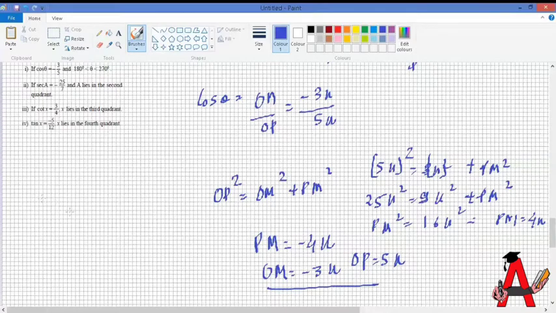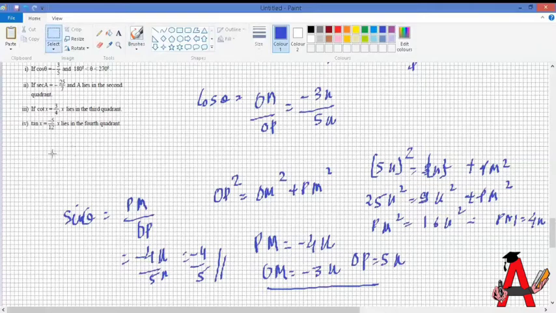You can find out any angles. So for example, you can find now sine theta. Sine theta is opposite upon hypotenuse, PM upon OP, which is equal to minus 4k upon 5k, which is equal to minus 4 upon 5. Similarly, you can find out others like tan, cot, and all those things. That is one of the ways of doing it.